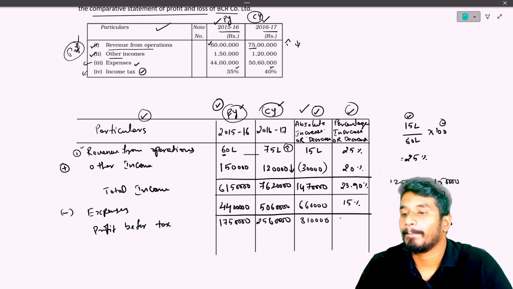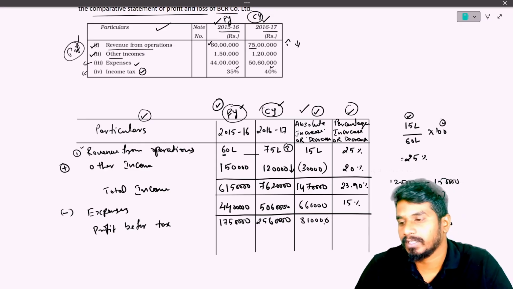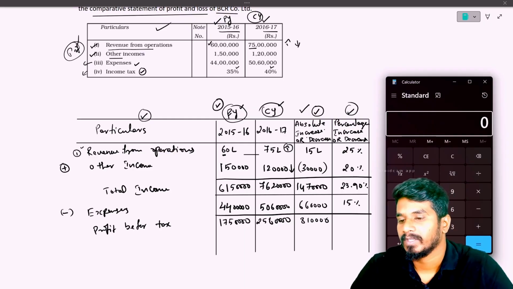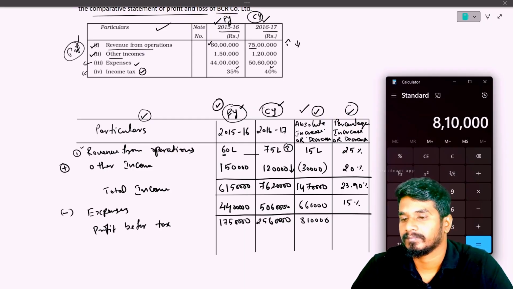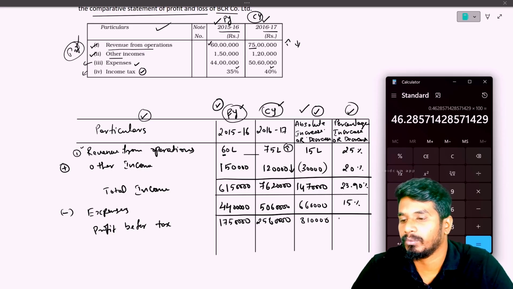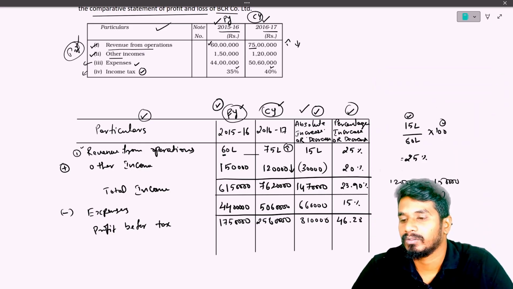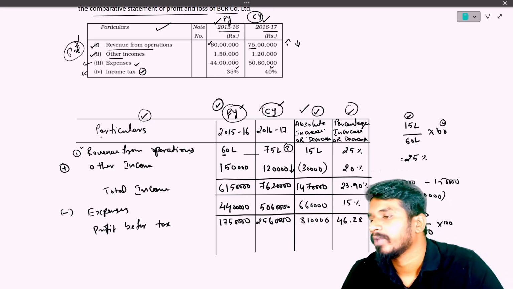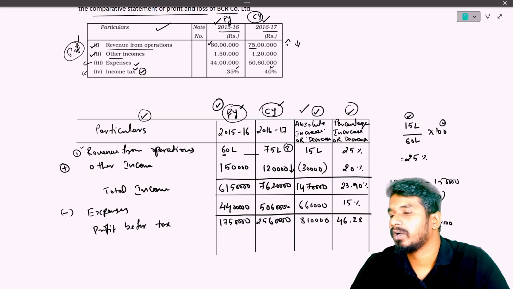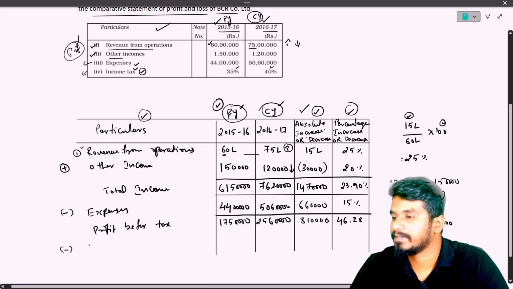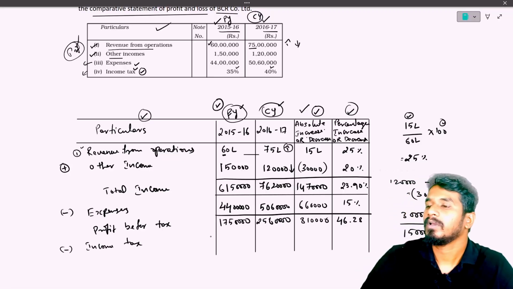So we need to find out the percentage. Obviously, 8 lakh 10,000 divided by 17 lakh 50,000. The same thing again. 8 lakh 10,000 divided by 17 lakh 50,000, into 100. You'll get the percentage of 46.28. Now, we got income tax. We need to minus that income tax.